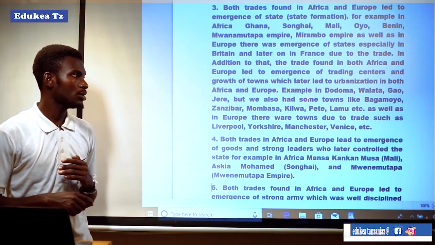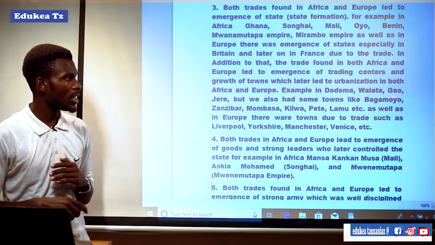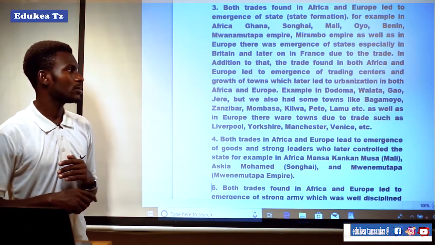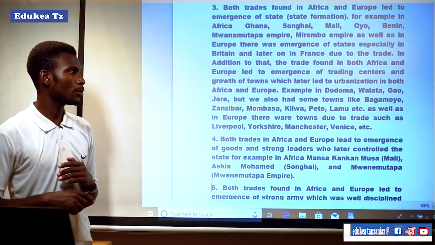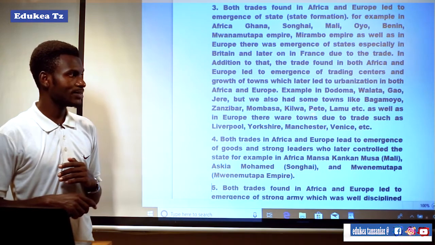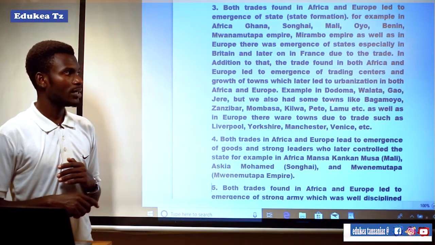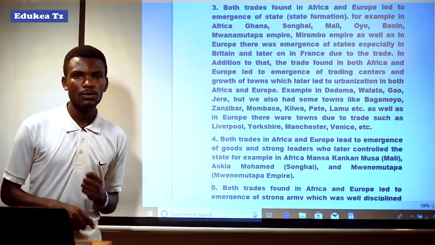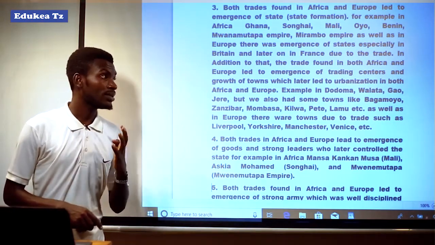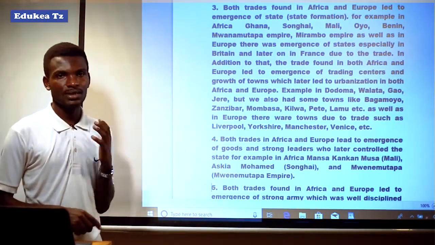For example, Djenne, Walata, Gao, Jenne, but we also had some towns like Bagamoyo, Zanzibar, Mombasa, Kilwa, Pate, Lamu. These were the trading centers and cities which were developed or grown as a result of trading activities in Africa.